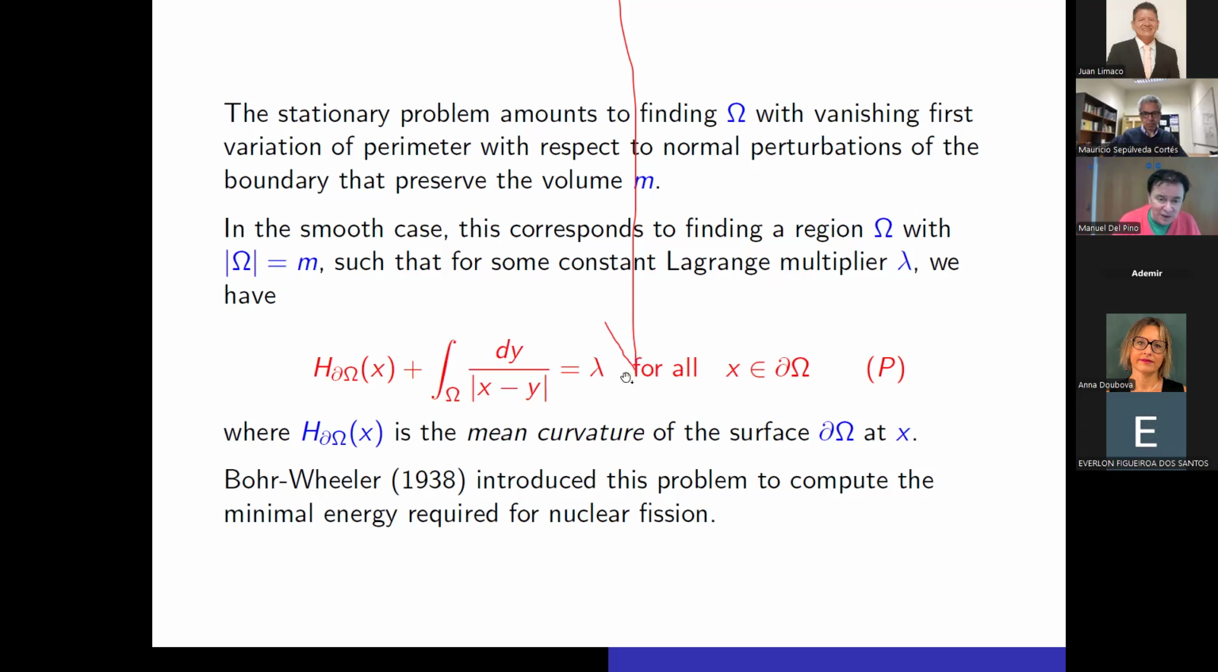Yeah, I don't understand why these red lines appear. Anyway, Bohr and Wheeler, Niels Bohr, introduce this specific problem to compute the minimal energy required for nuclear fission.